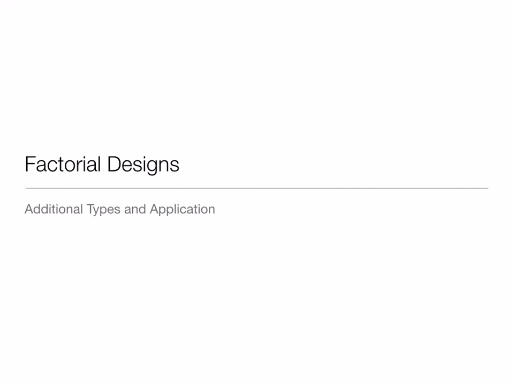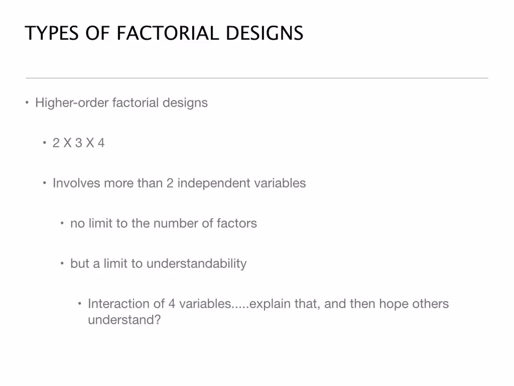Today we're going to be discussing additional types of factorial designs and some of the applications that we can use for these. So an additional type is the higher order factorial designs. We've kind of talked about this a little, but not really overtly like this. A higher order factorial design contains more than two independent variables. So any of those factorial designs that you see here, 2 by 3 by 4, that has at least 3 independent variables is a higher order design.